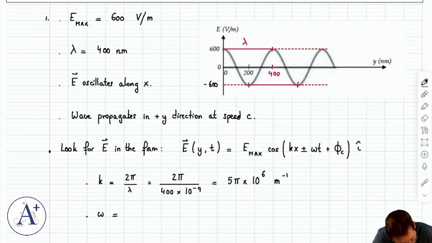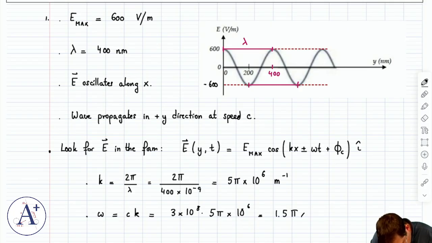I'd like to find omega. Now the problem is I have no information whatsoever about period or frequency. Nobody gives it to me. But it's okay, because based on what I just wrote above, I know that omega is going to be the speed of the wave times k, right? And so omega is c times k. That's going to be 3 times 10 to the 8 times 5 pi times 10 to the 6, and that's going to be 1.5 pi times 10 to the 15 radians per second. Okay, so that takes care of that.